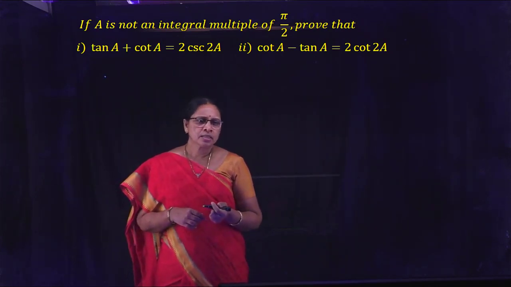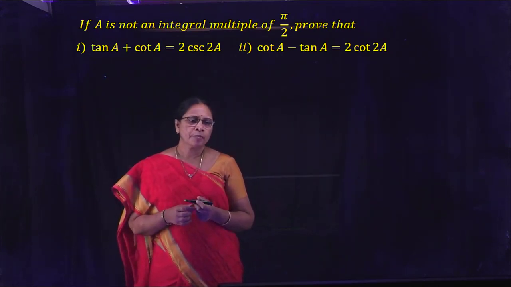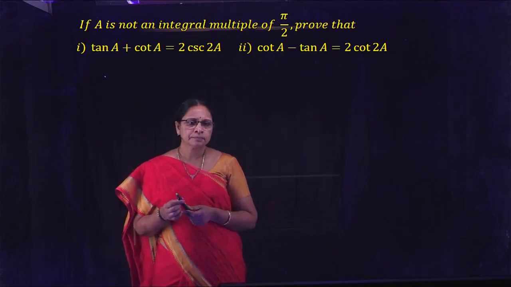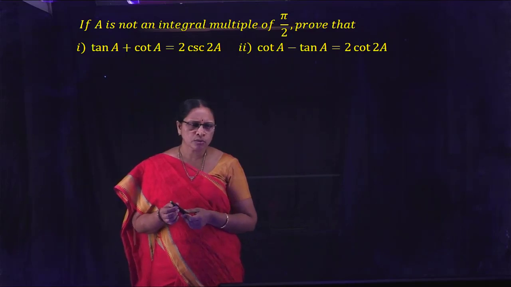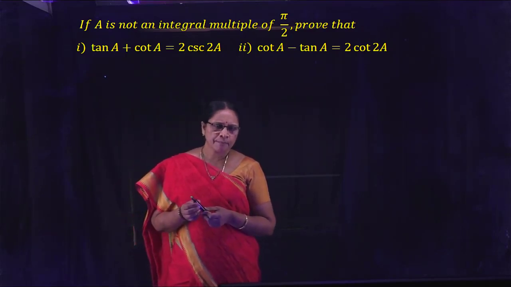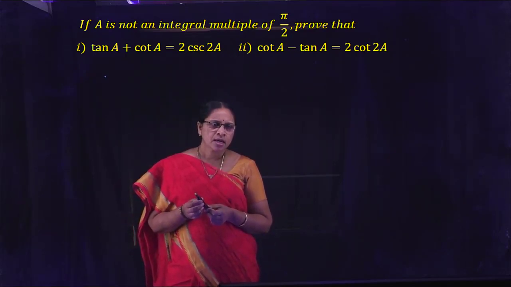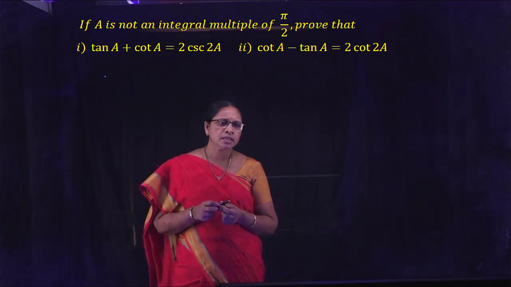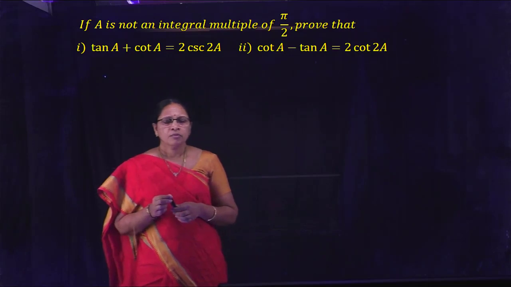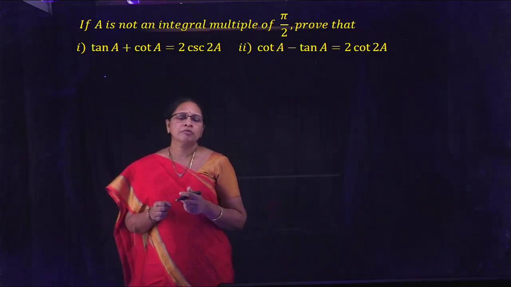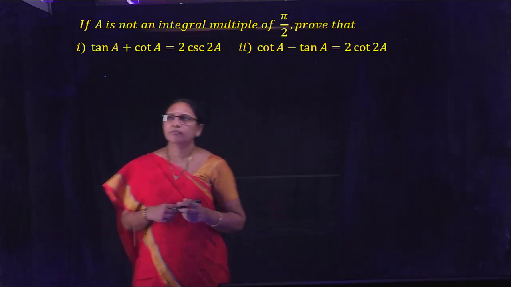If A is not an integral multiple of pi by 2, prove that first, tan A plus cot A equal to 2 cosecant 2A, and second, cot A minus tan A is equal to 2 cot 2A. First we have to prove the first part of the problem.